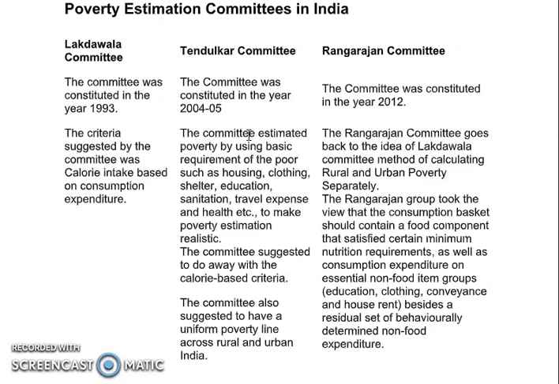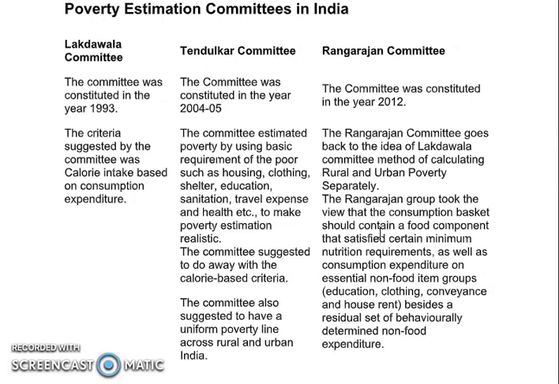Then the Rangarajan group took the view that the consumption basket should contain a food component that satisfied certain minimum nutrition requirement, as well as the consumption expenditure on essential non-food item groups, besides the residual set of behaviorally determined non-food expenditure. The consumption basket should contain a food component that satisfies the minimum nutrition requirement.